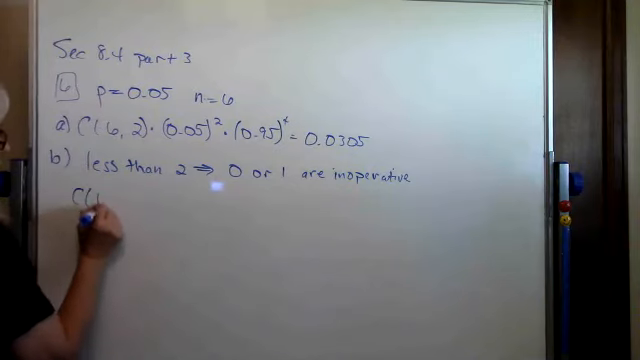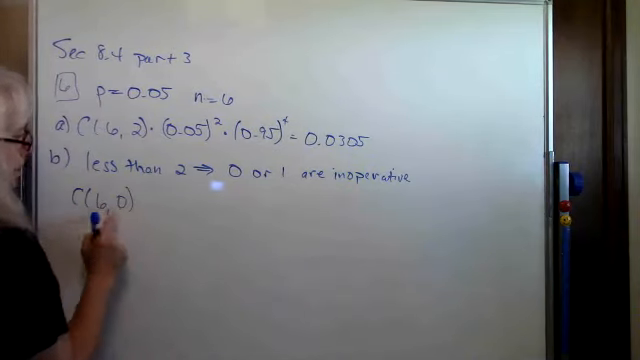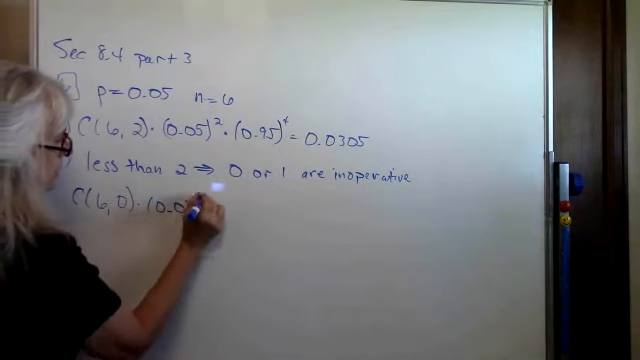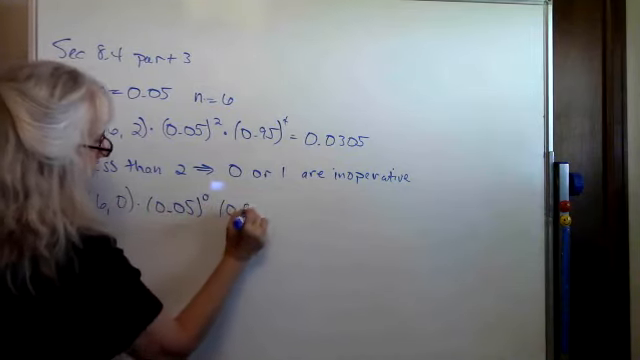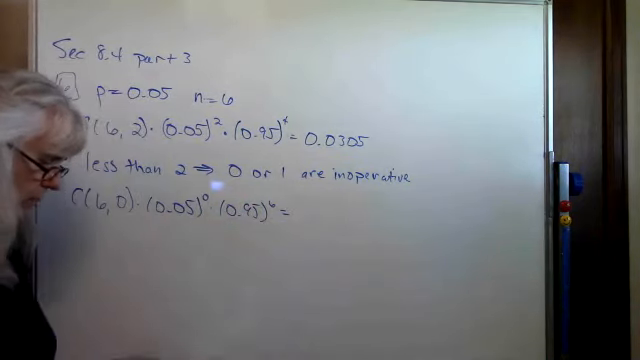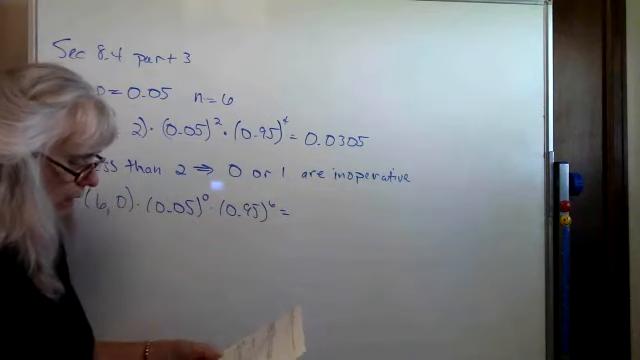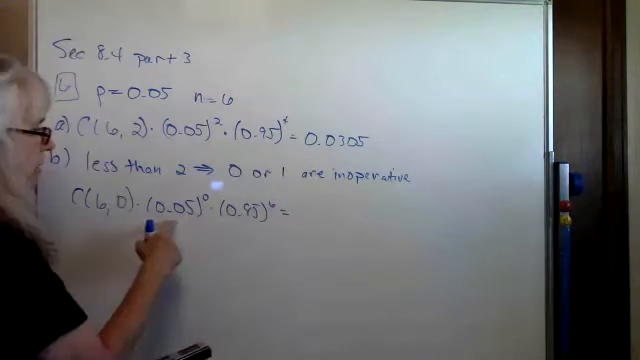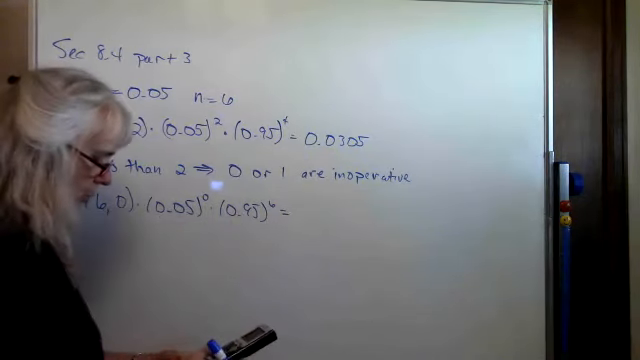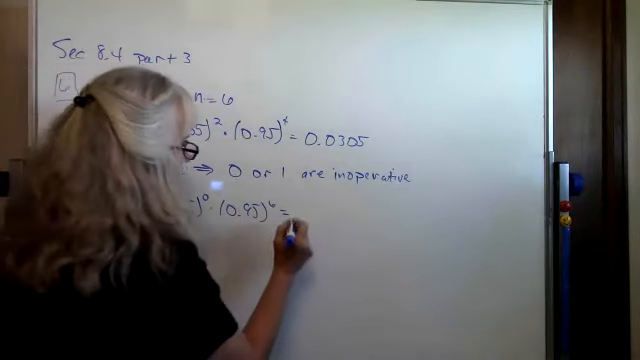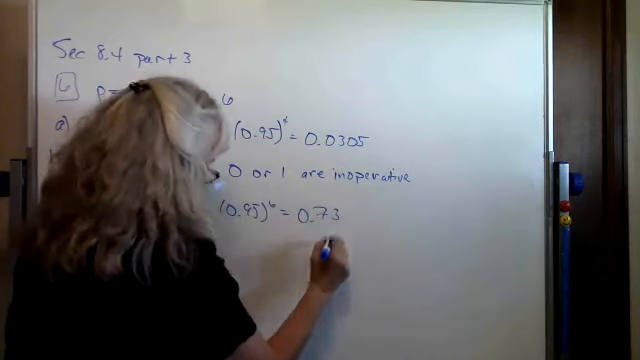So we'll do the combination of 6 choose 0, none are inoperative, times 0.05 to the 0 power times 0.95 to the 6th power. Okay, well, 6 choose 0 is 1. 0.05 to the 0 power is 1. So it's really just 0.95 to the 6th power, which comes out to be 0.735.